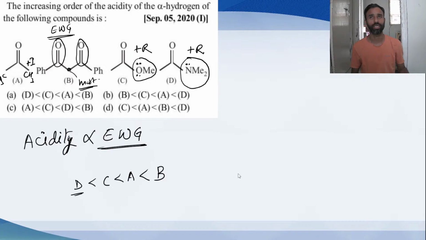So it is because releasing groups decrease the acidic strength. Electron donating groups decrease the acidic strength. This is the most electron releasing group, and this one is less than this, and this is the least. So the most reactive is B. The alpha hydrogen that is most acidic is in B, and then A, C, D. That means D, C, A, B. A is the right option.